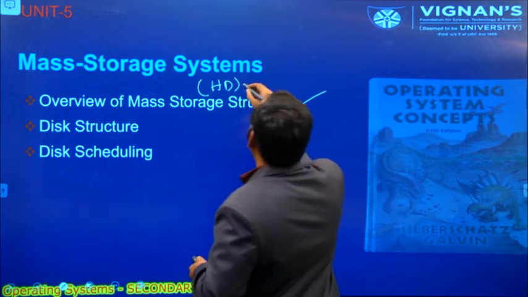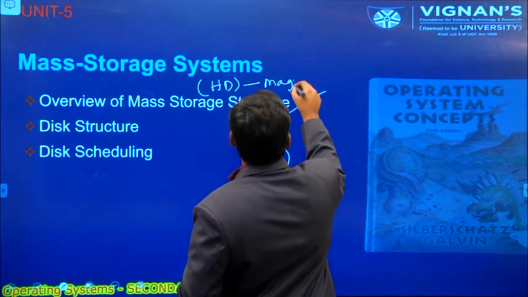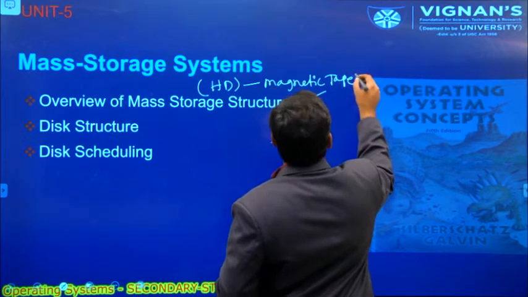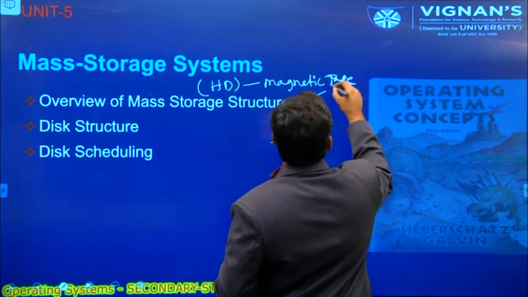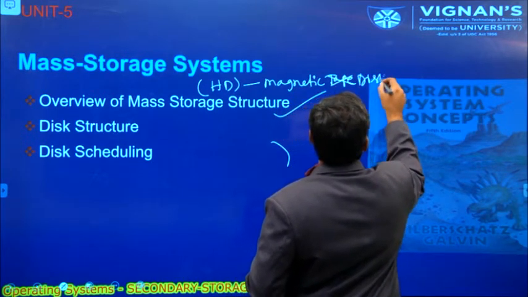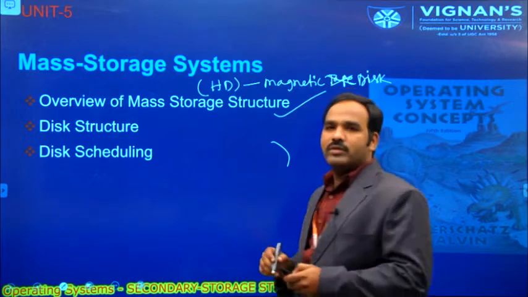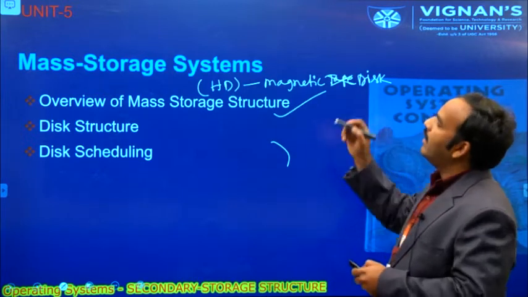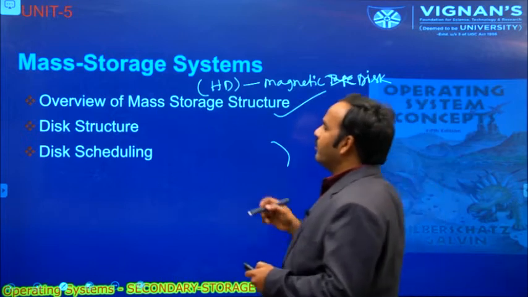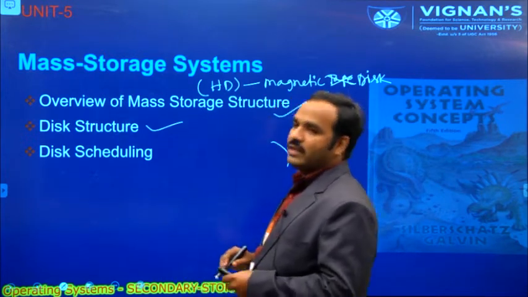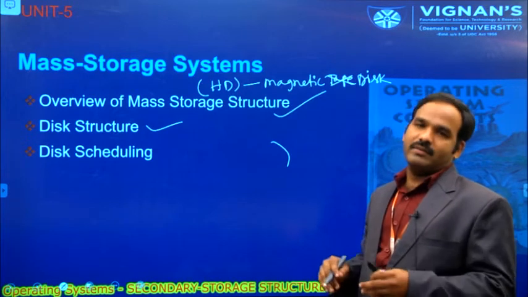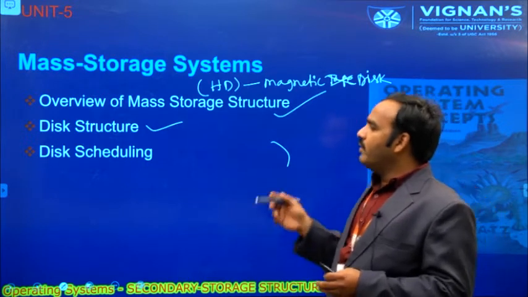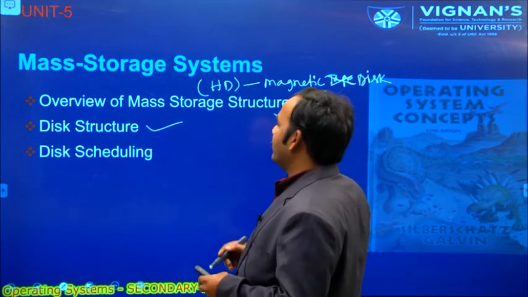Sometimes it is called magnetic tape or magnetic disk. Most of the time we generally call a magnetic disk a hard disk. The second topic is disk structure. What are the several ways to connect the disks, and what is the way to attach the disk? We will study those issues in the second topic.